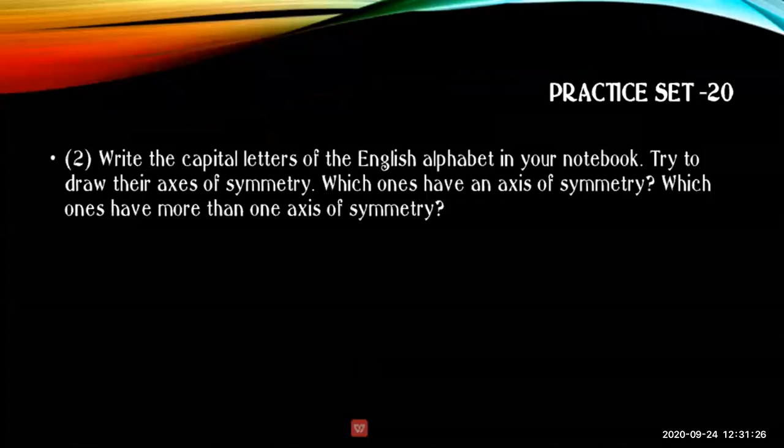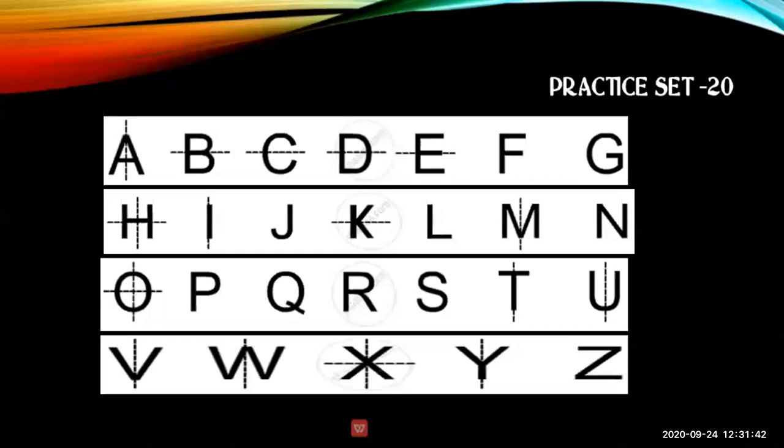So here you have to write the capital letters, that is the English alphabet, in your notebook, and here you have to draw how many axes there are. How many letters have one axis, and how many letters have more than one axis. So you can see over here. Now the first alphabet.